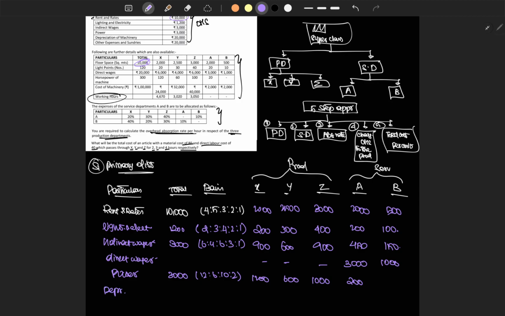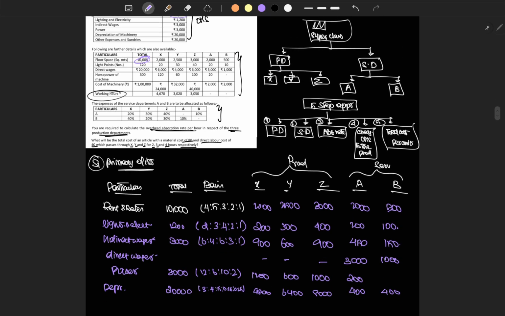And the next one is depreciation. Depreciation value is 20,000, and the cost of the machinery they have given, so we have to apportion the depreciation based on the cost of the machinery split among the departments, right? So 3 is to 4 is to 5 is to 0.25 is to 0.25. Okay, so 3 plus 4 plus 5 plus 0.25 plus 0.25, which is 12.5. 20,000 divisible by 12.5, which is 1600. So let's apportion. 4,800, 6,400, 8,000, 0.25 which is 400, 400.